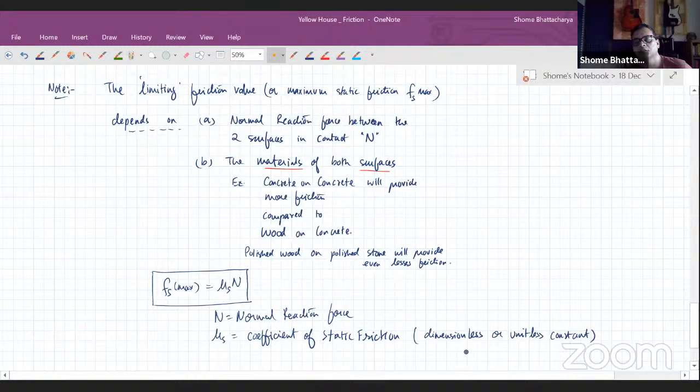And typically, it is less than 1. Okay, generally speaking, the coefficient of static friction is less than 1.